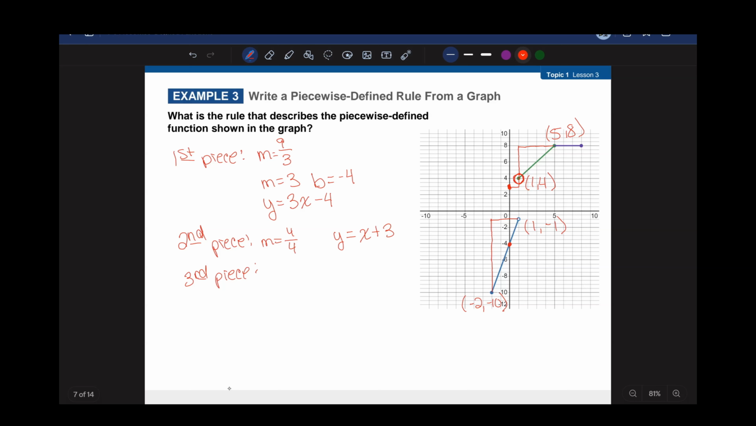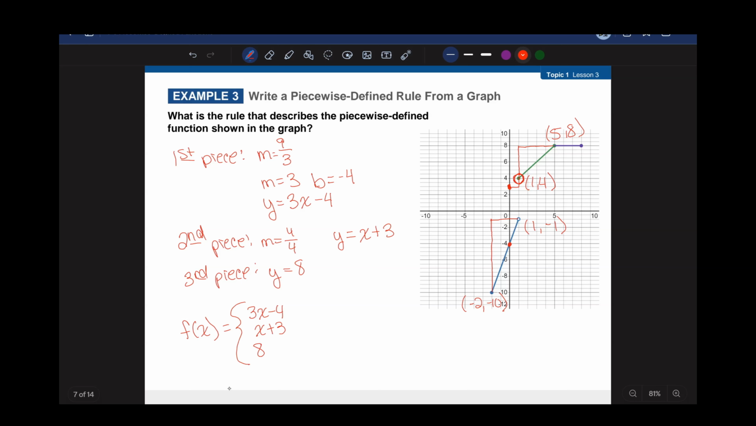my third piece is literally flat. It's just flat right there, and that's a y value of 8. So the equation would be y equals 8. So I have 3 pieces. I have 3x minus 4. That was my first piece. I have x plus 3. That's my second piece. And I have 8.